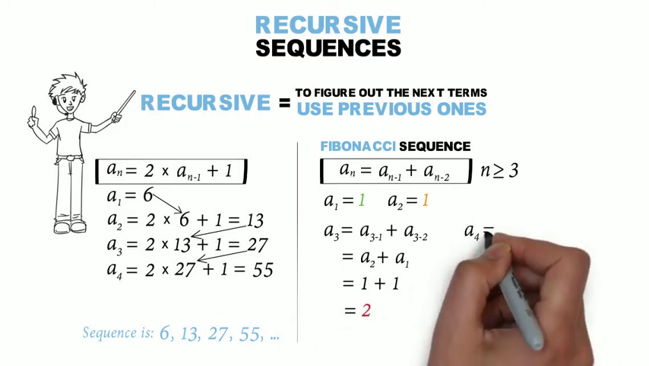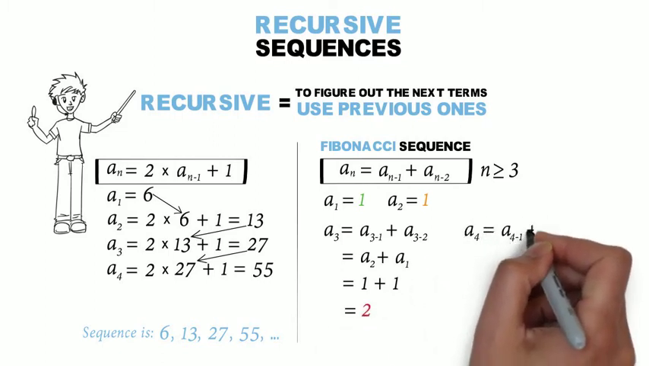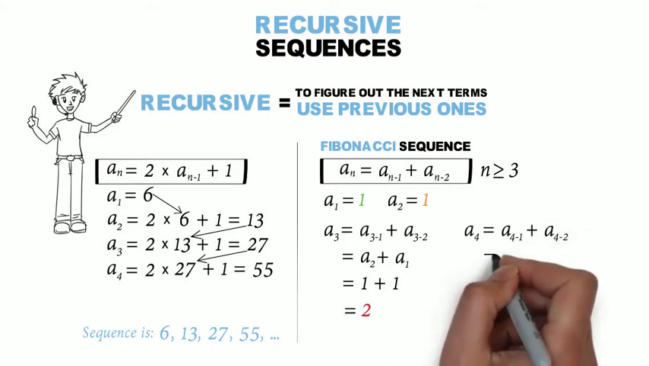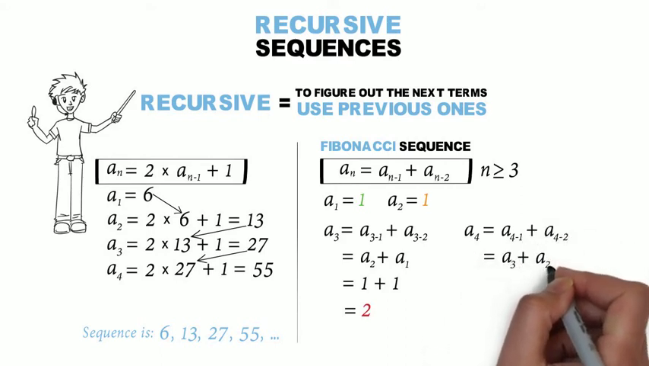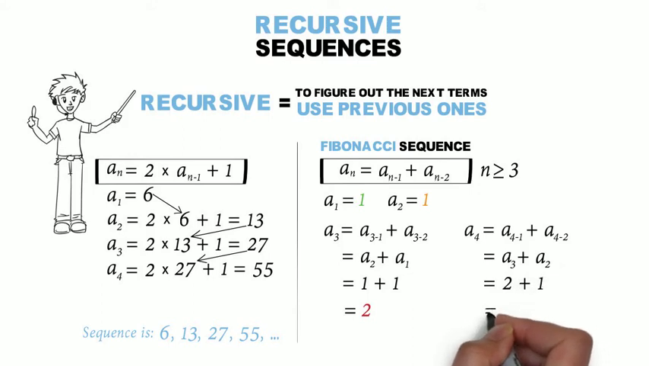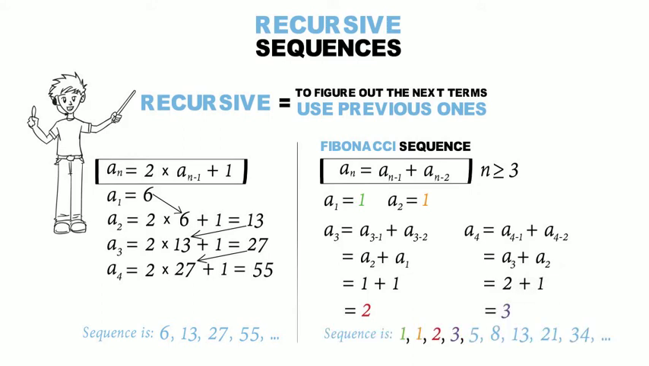And last but not least, if we're going to figure out a4, well, that's just going to be the previous two terms added together. So that's a3 plus a2, which is 2 plus 1, which is just 3. So not so bad, and I've written down a couple extra terms of this sequence for you, and you can see the pattern. Every time we want to make the new term, we just add together the previous two.